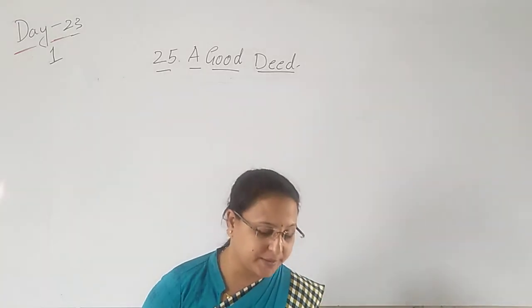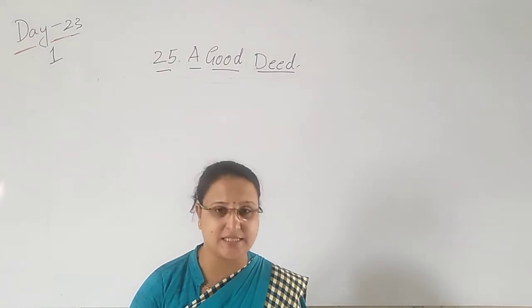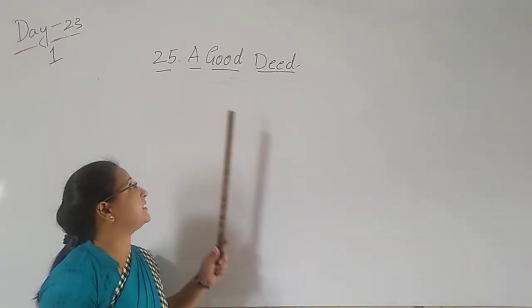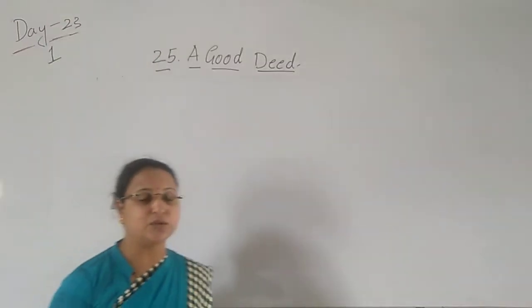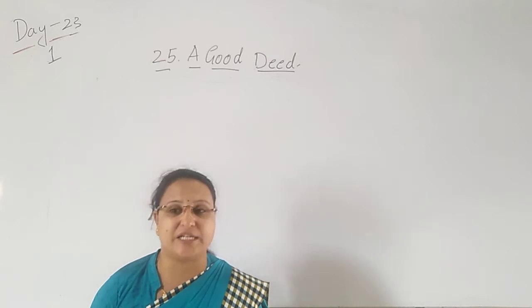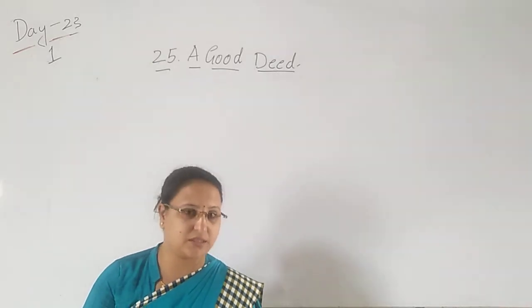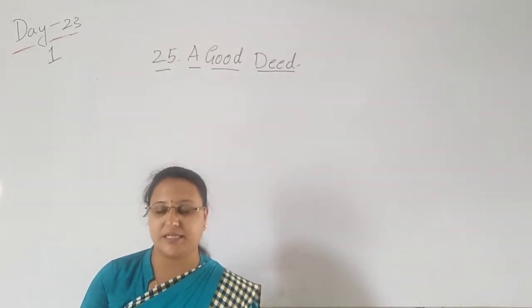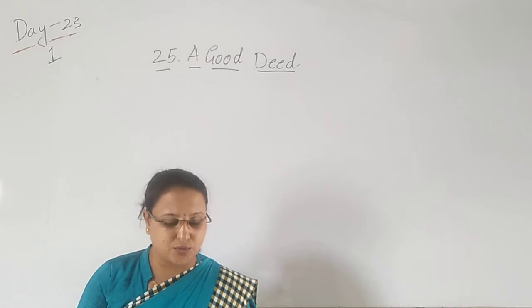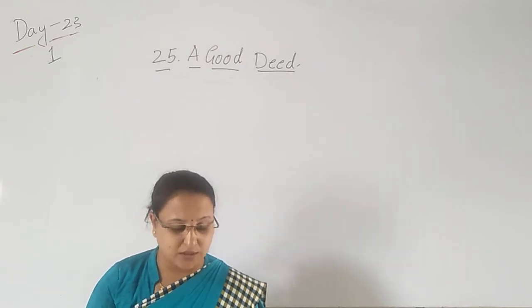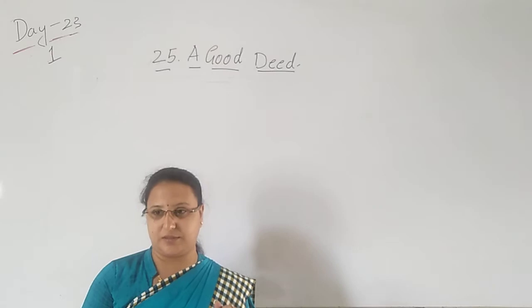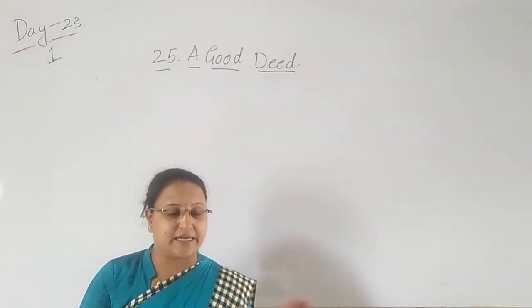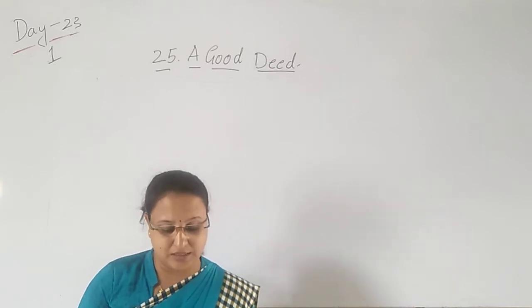Yes children. Now we have completed this exercise. So children, today I am here with the new topic, that is a good deed. A good deed. This deed means what? A nature. A good nature. Helping habit for a person is called a good nature. So today, children, we are going to see pictures in this story, and then we have to arrange the sentences according to the pictures correctly.